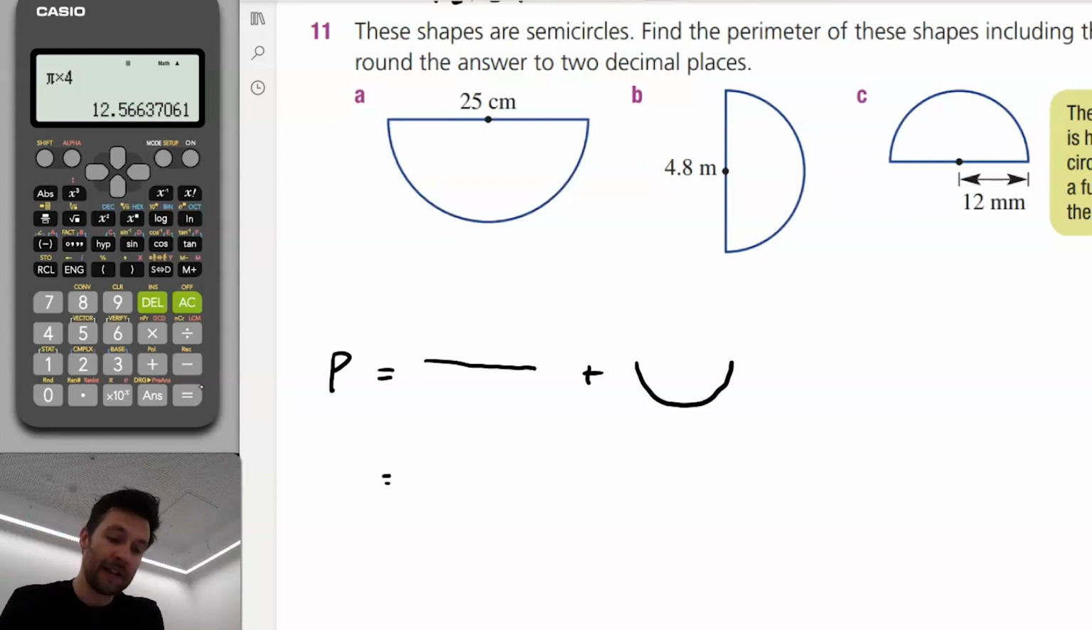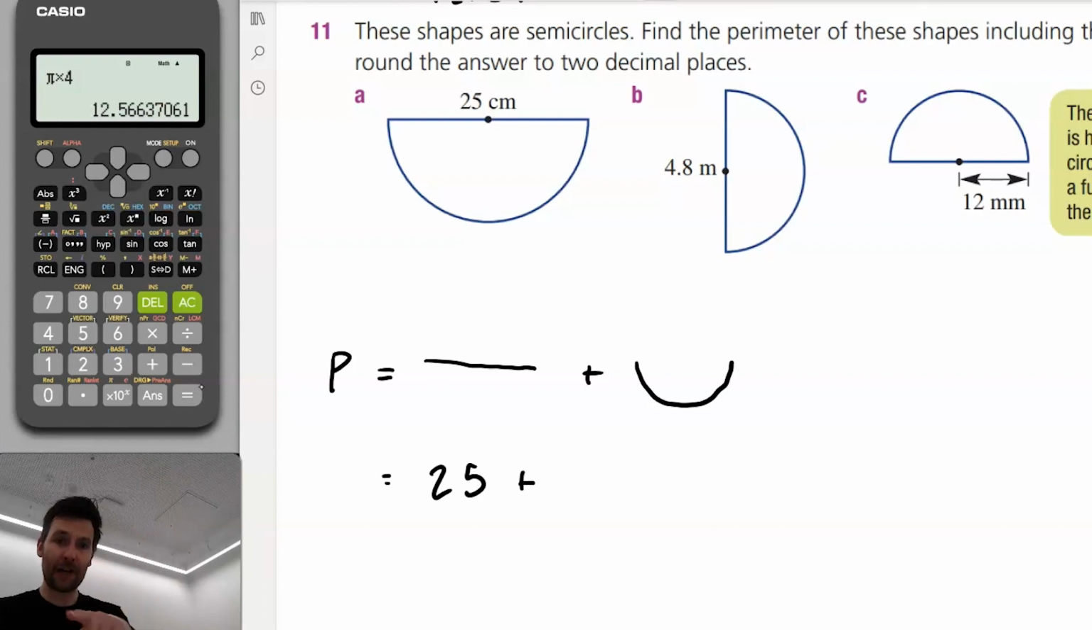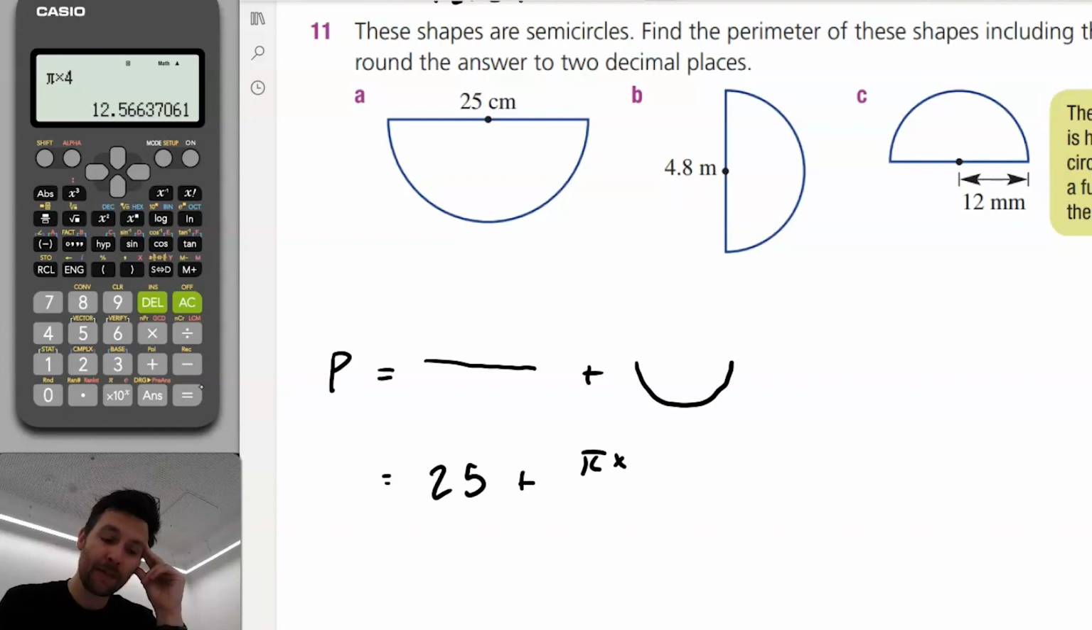The straight line is easy. That's 25. That's given in the diagram. And then for the half circle, we'd need to use our formula for circumference. So I'm going to go pi times the diameter, pi times 25. Then I'm going to half it because it's half a circle.